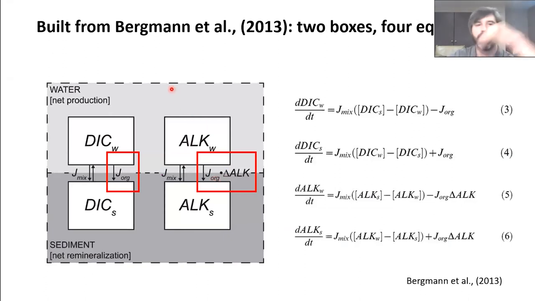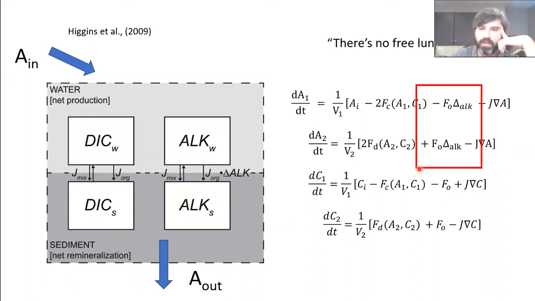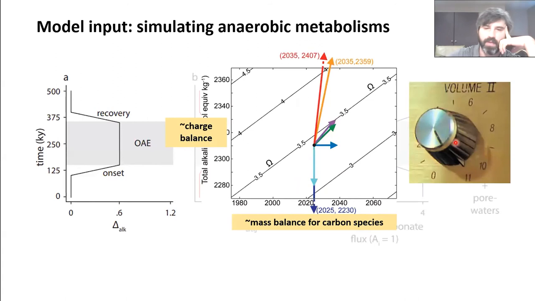So we worked from a pre-existing box model, from Kristen Bergman's work at MIT. She came up with a box model whose work was really focused on the Proterozoic, trying to understand how microbial metabolisms would work across two boxes, in this case at the sediment-water interface. I don't think it's helpful to go over the equations too much, except to point out the term we'll be talking about here, which is this capital Greek delta. In our model, that's the knob we're turning that represents the microbial metabolisms.